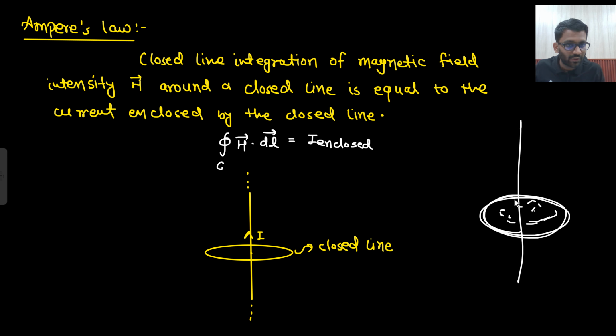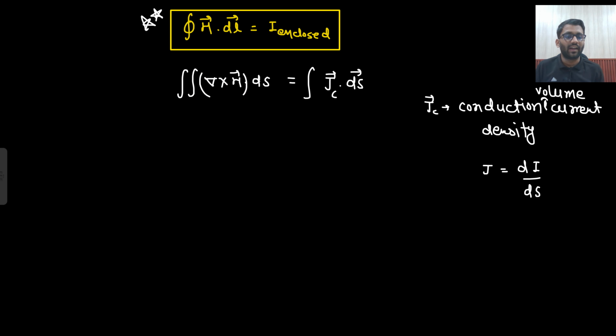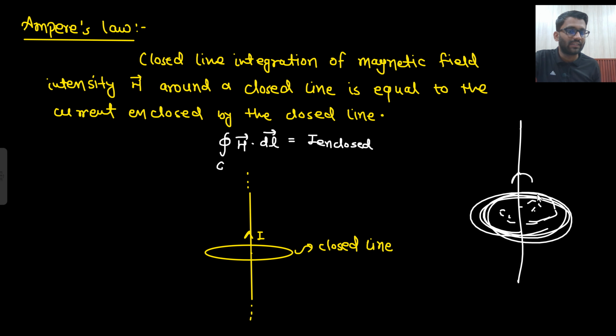So this current is flowing through this surface, and if the current is flowing through a surface, what is that known as? Volume current density. And if the current flows through a line dw, that is known as surface current density. If the current is flowing through a surface, that is known as volume current density, and if the current is flowing through a line, that is known as surface current density. Well and good.